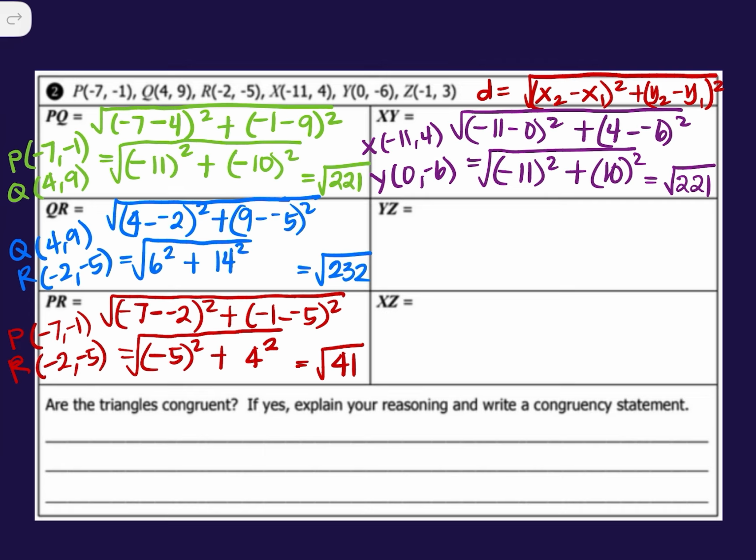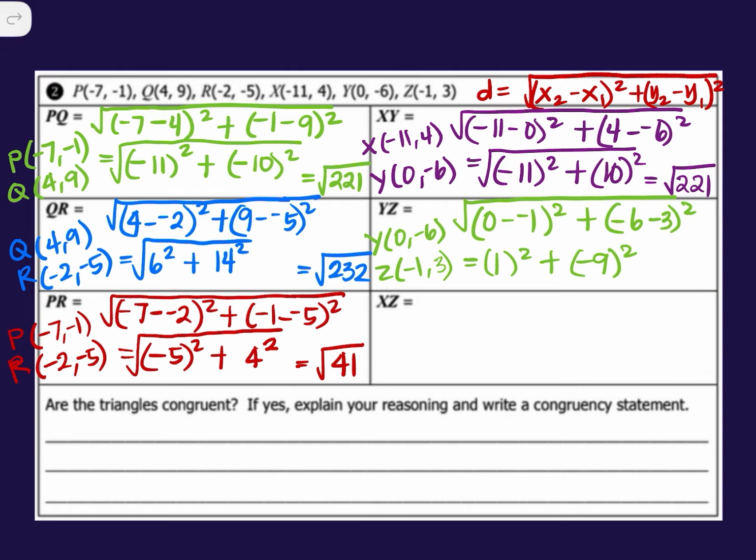Moving on to the next one, we have Y with 0, -6, Z with -1 and 3. 0 minus -1 squared plus -6 minus 3. So this will be 1 to the second power plus -9 to the second power. When simplified, this is equal to square root of 82.